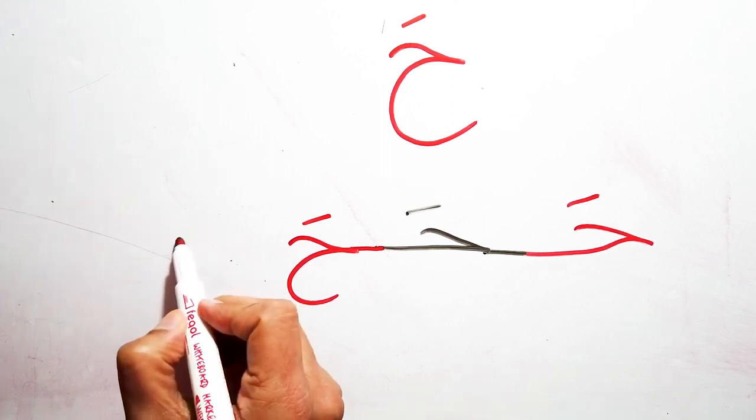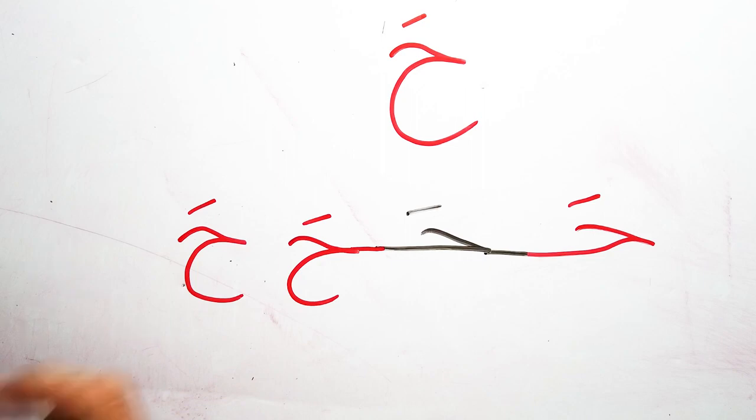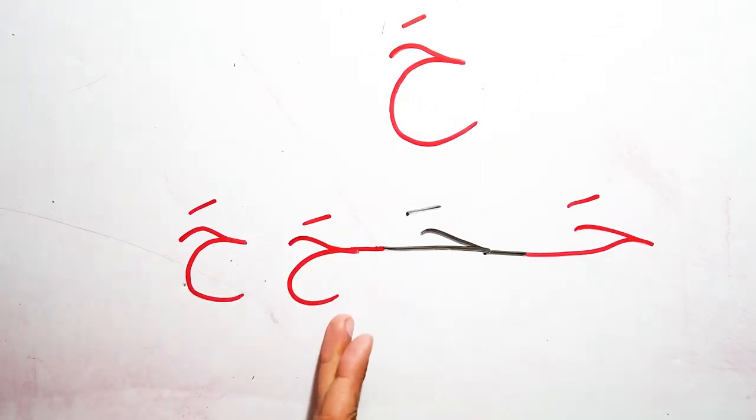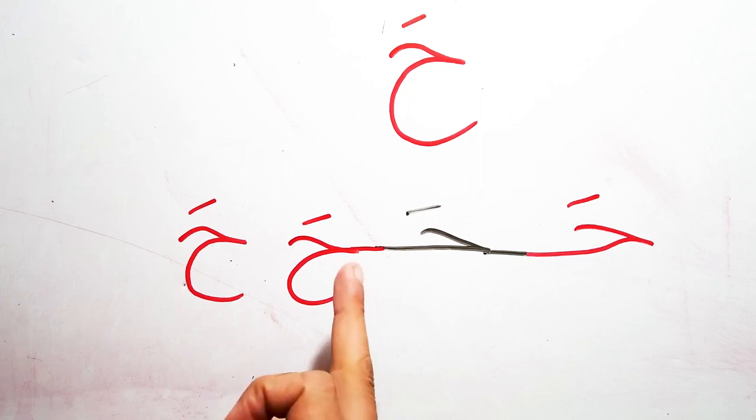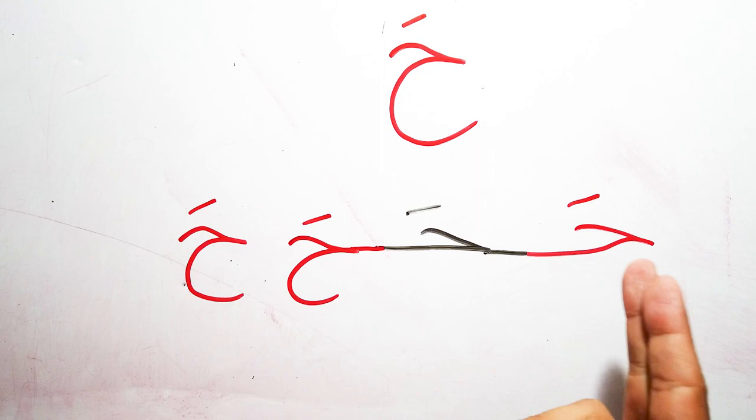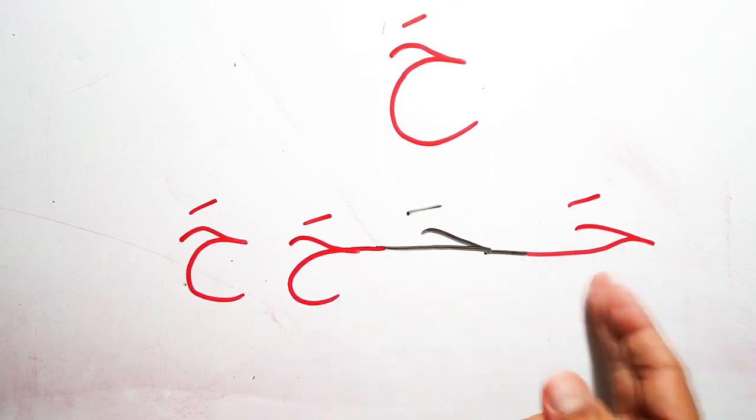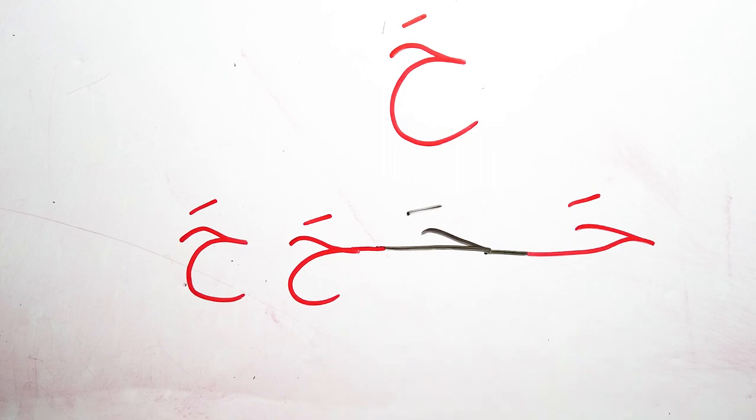We have another shape of ha in the end of the word, which is equal to this one when it is out of the word. This is the shape of ha in the end of the word when it is connected to the previous letter, and this one when it is separated. Okay, let's learn another one.